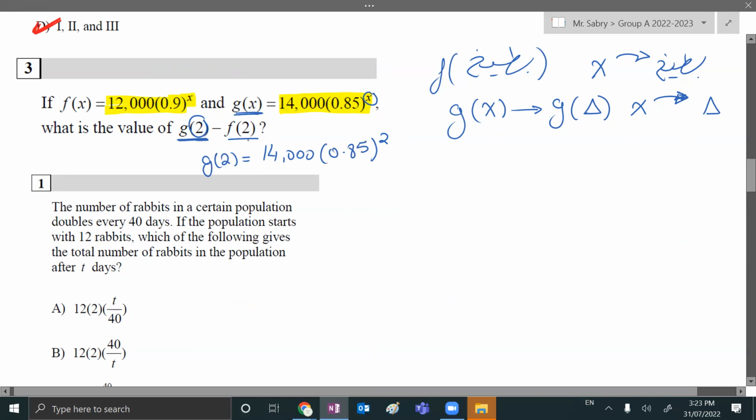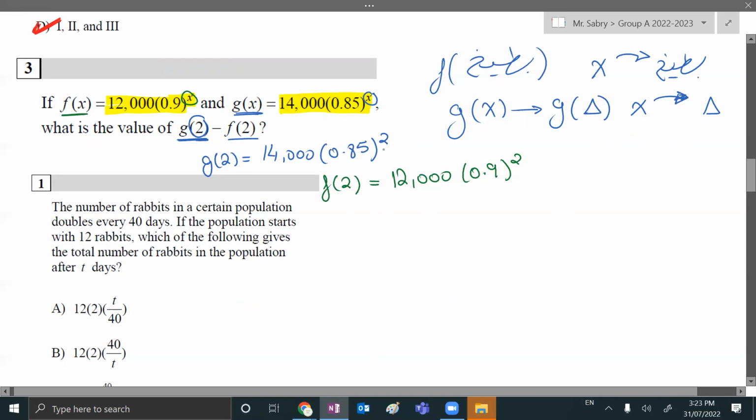But then they say f of 2. How do I find f of 2? I'll go for the function f. So here's f of 2. I'll remove its x and I'll substitute the 2. So now I have 12,000 multiplied by 0.9 to the power of 2. They need me to find both answers and then subtract them from each other.